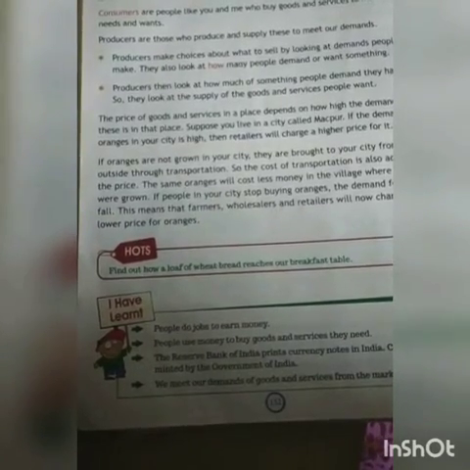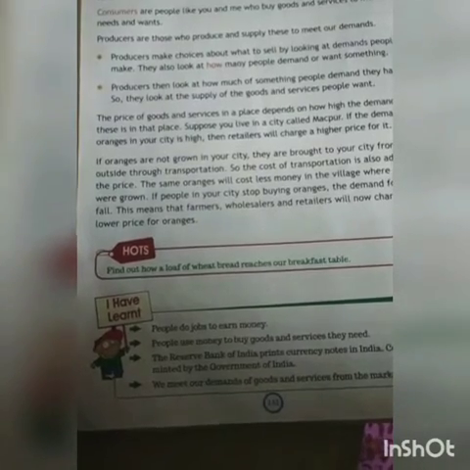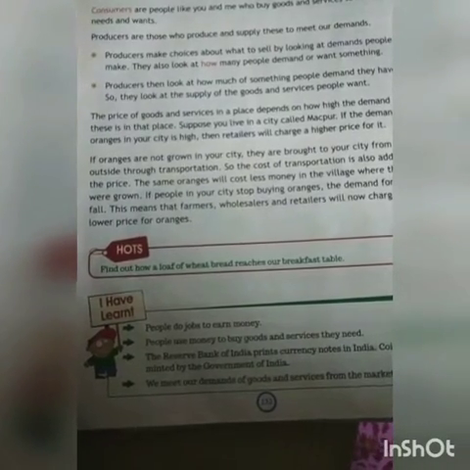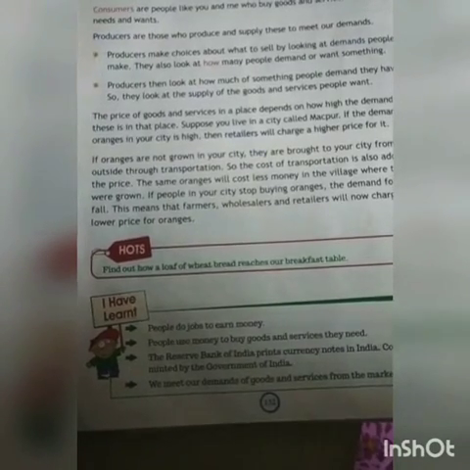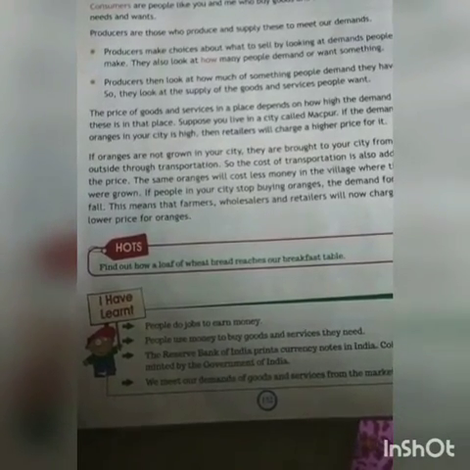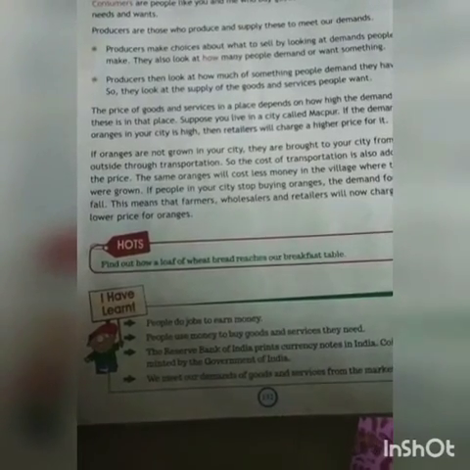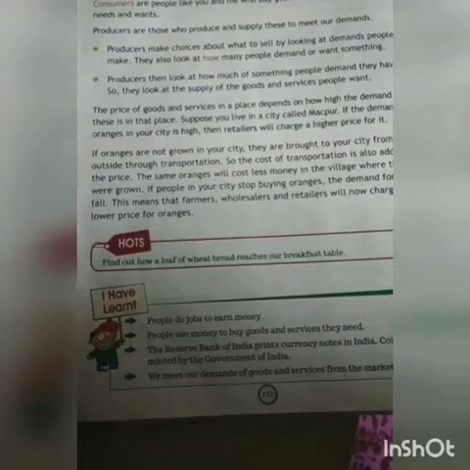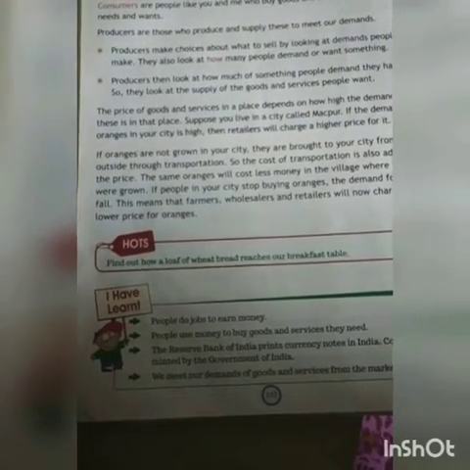So why do they produce? To sell the product and to satisfy the need of the customers. This is why producers manufacture a particular product or good. They also look at how many people demand or want something. So they see how many people want the particular kind of product.